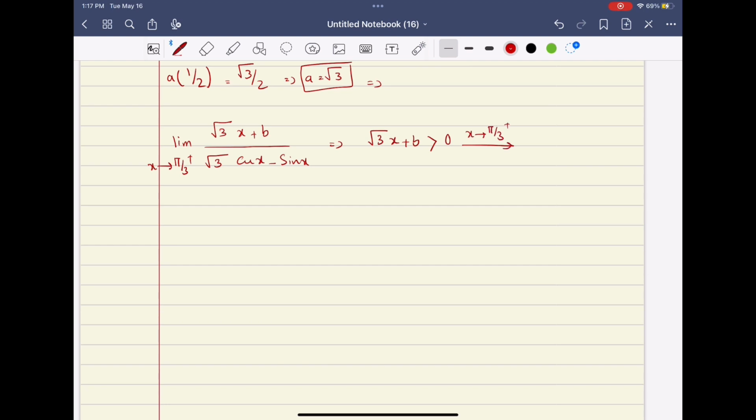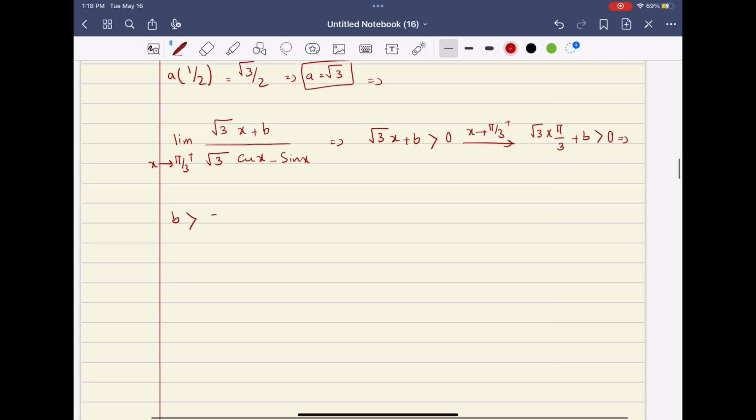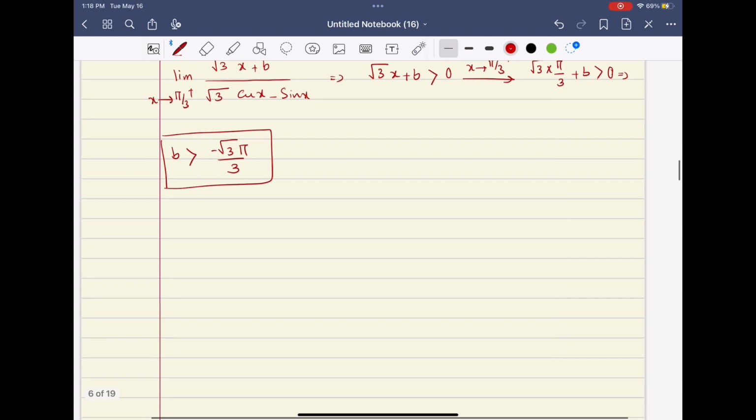Our x is approaching pi over 3, so we are going to replace it. So root 3 times pi over 3 plus b is greater than 0. So it basically means that b is greater than negative root 3 pi over 3. So to be able to find the bracket b, I'm going to do this. I'm not sure if 1 is less than root 3 pi over 3 less than 2. I'm going to check it.